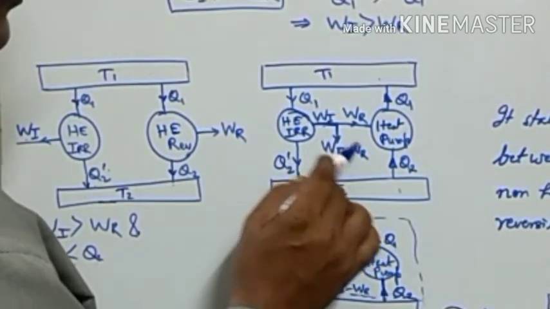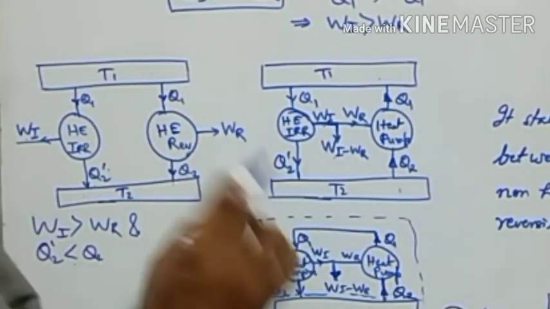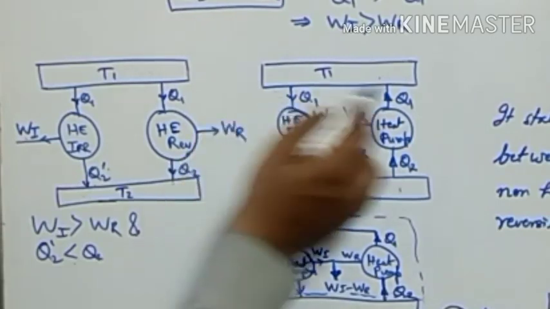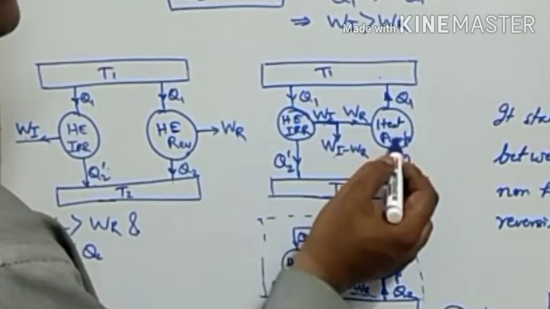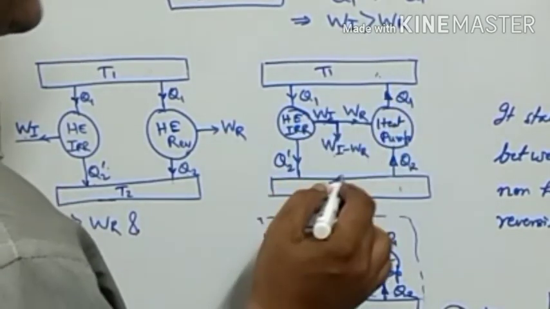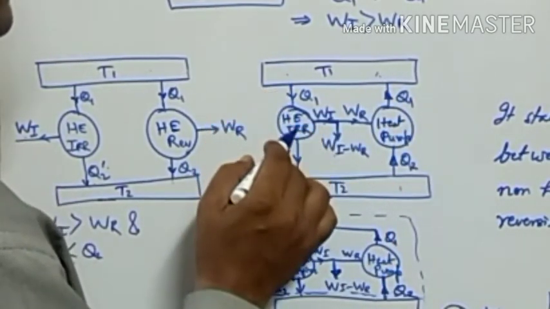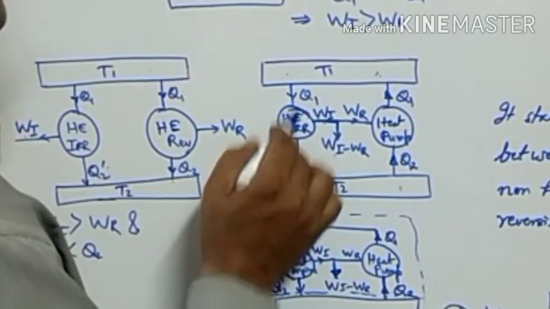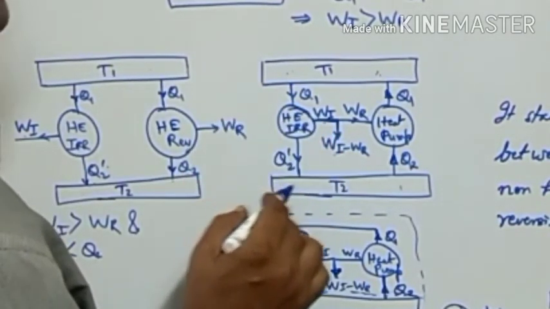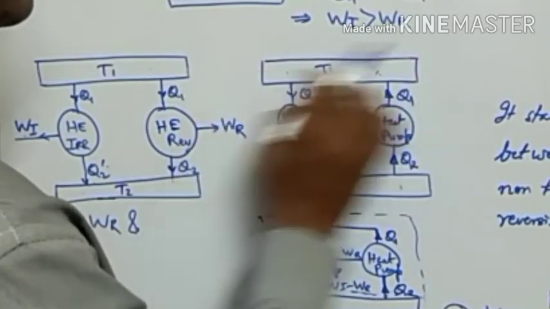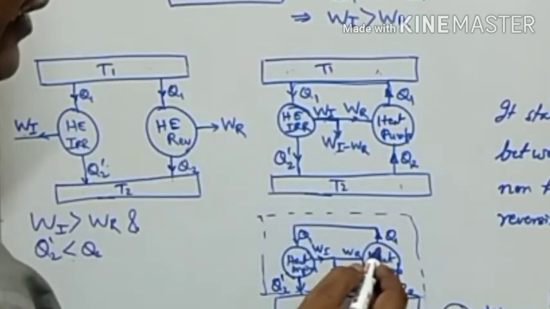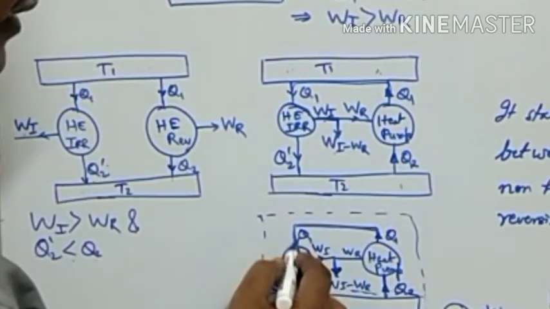WI minus WR we will get as output. So this is the combined unit. If you see this figure, here the Q1 amount of heat is supplied to the sink source T1 at higher temperature, and here it is taking the Q1 amount of heat as the irreversible engine from this temperature source C1. That means this temperature source is not required. We can directly connect this. So here I am connecting it directly.